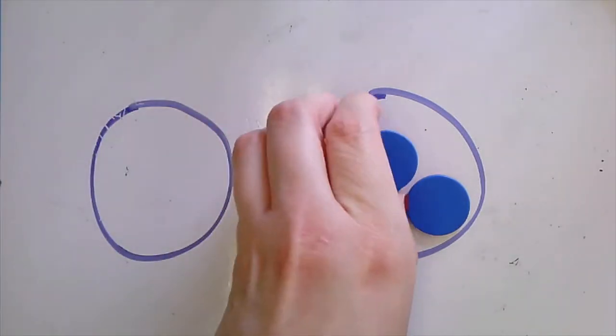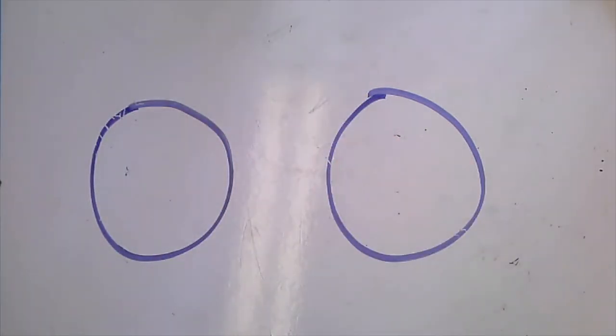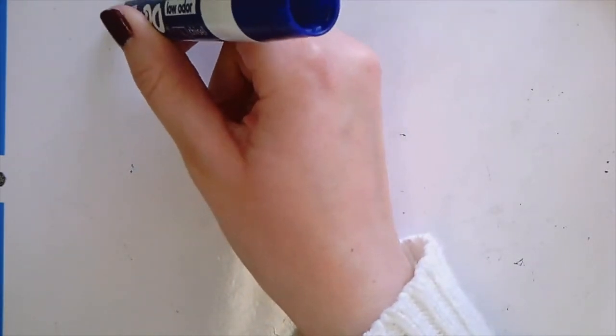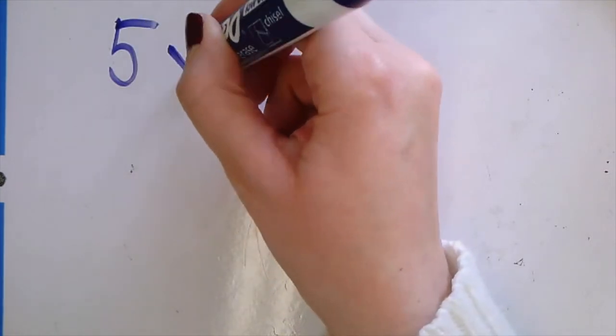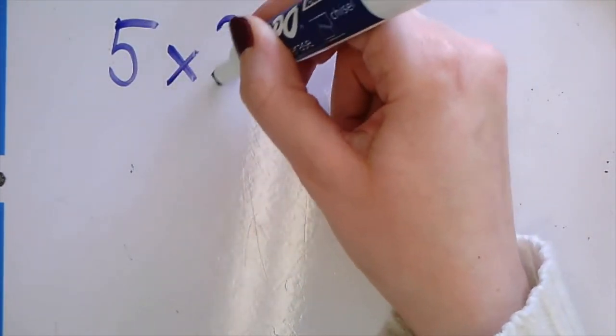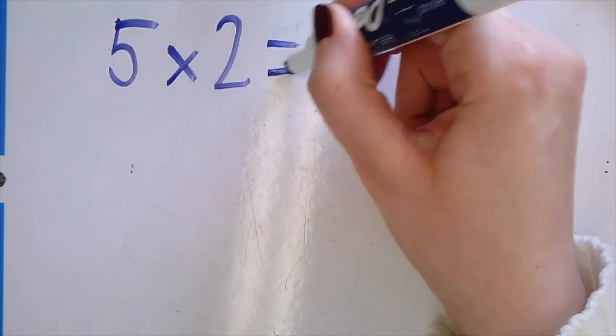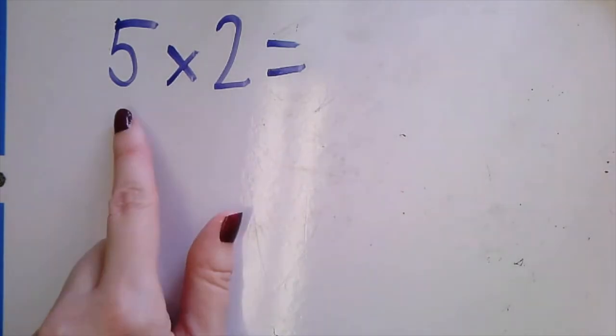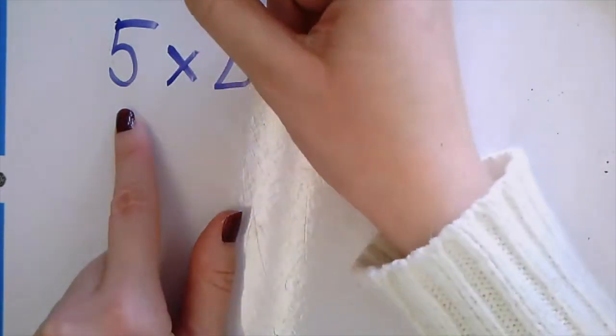Now, let's take a look at our first question. Let's say we have the question 5 times 2 equals blank. We need to figure out what 5 times 2 is. Now, the 5 over here is going to tell me that there's going to be 5 groups.